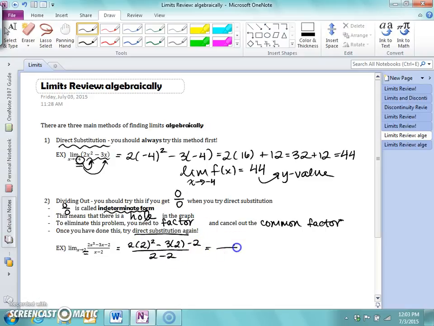Don't get in the habit of just saying, oh look, there's 0 in the denominator, there must be a hole. Because there's only a hole in the function if you get 0 over 0. If you get a number over 0, that doesn't mean there's a hole. That means there's a vertical asymptote instead. But if you do the math out, you see that you will get 0 over 0 in this case, so we're going to need to factor.